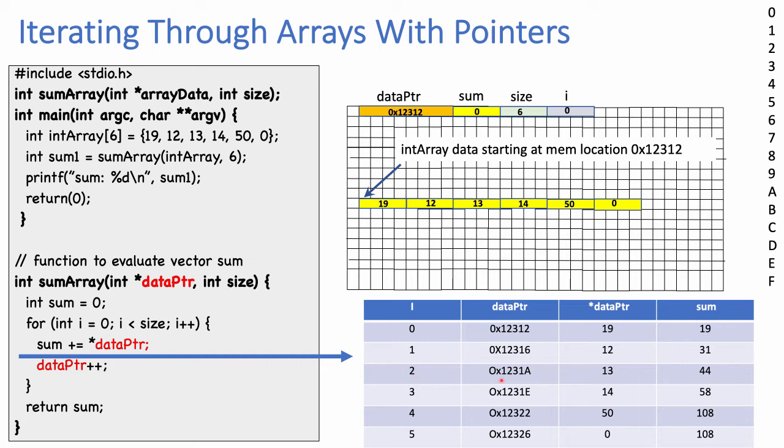So next up, we're at i equals 2. Again, we've incremented by 4. The data pointer is now pointing to 13. We add 13 to sum and we get 44, and so on through the loop.